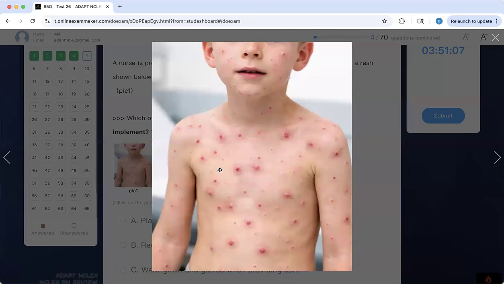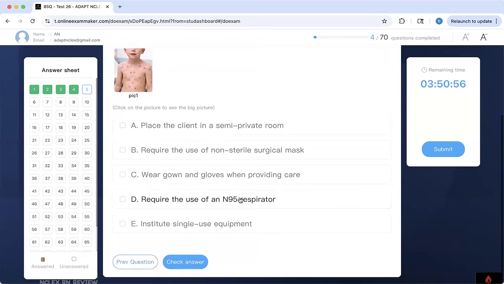This is what you see. What can you picture from this image? What can you see? What kind of rash is it? How do you describe it? And what kind of infection control should you institute? Place the client in a semi-private room. Require the use of non-sterile surgical masks. Wear gown and gloves when providing care. Require the use of N95 respirator. Institute single-use equipment. This is the condition.